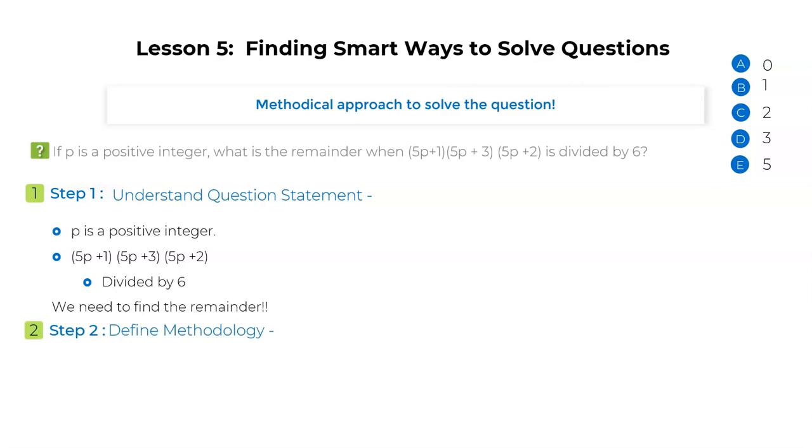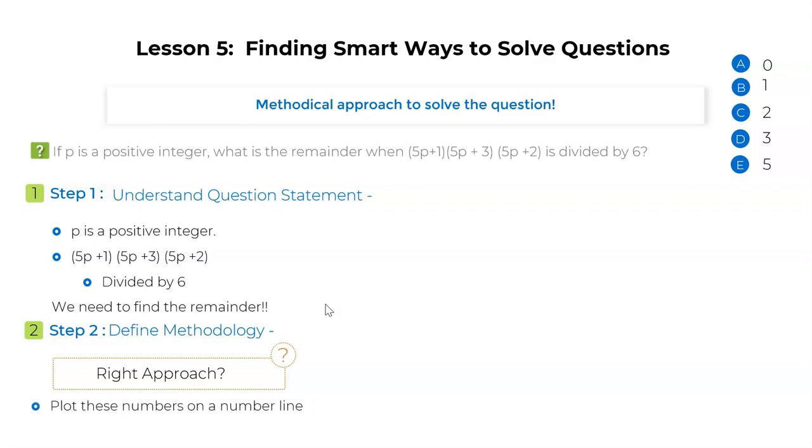Now we should try and define the methodology. What should be the right approach to solve the question? The first thing you should be able to infer is that if p is a positive integer, then 5p plus 1, 5p plus 3, 5p plus 2, all these terms will be integers. Since all these terms are integers, one way to go about it is to try and plot them on a number line and see where these numbers lie. So we need to focus on the nature of the number after understanding that these are all integers.